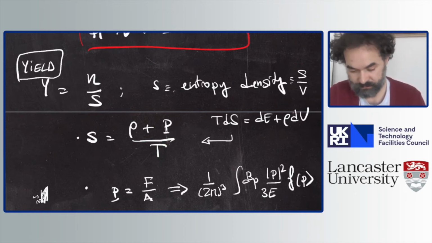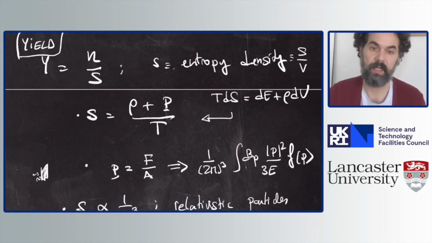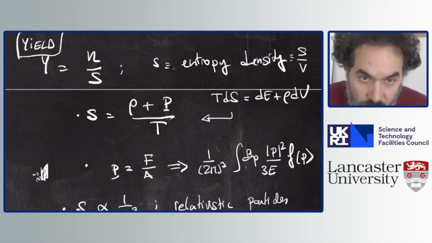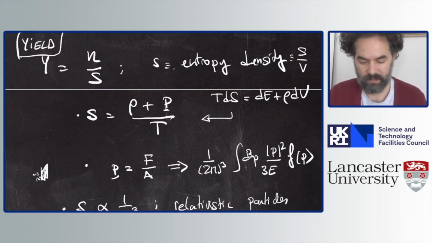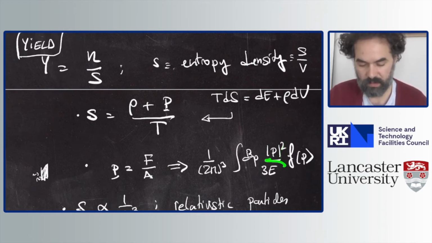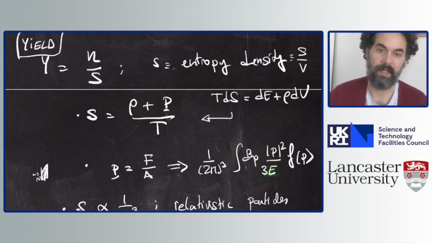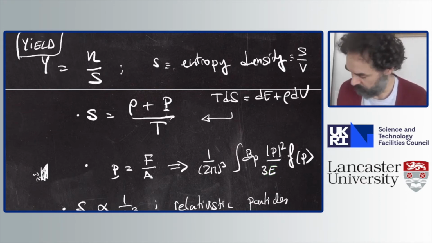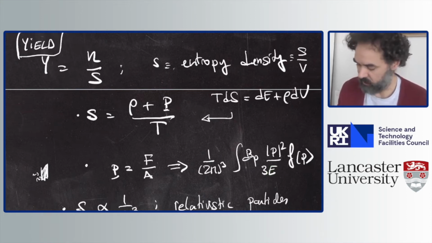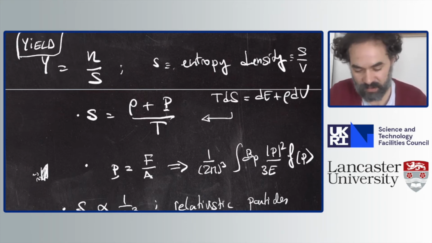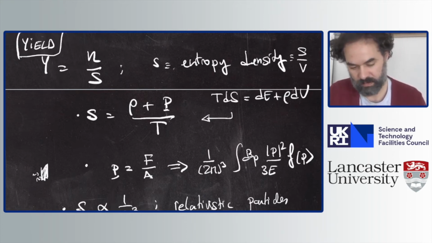For the pressure, remember that the pressure is the force divided by unit area, and this can also be computed using some formulas from statistical mechanics. If you know the distribution function, the pressure has to do with the average momentum squared divided by the typical energy of each of these particles. Again, if you have not seen this before, it can be found in one of the references I give you. If not, you can take this for granted. I'm not going to explain it.